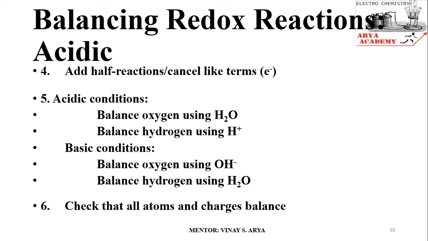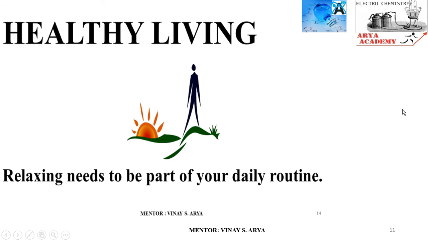Now the next part is half reaction. The terms will be cancelled, that is, water and electrons will be cancelled. When you go for acidic condition, balance oxygen using water and balance hydrogen using H+. These are concepts which are important, you should remember. I repeat, if acidic conditions are provided to you, balance oxygen using water and balance hydrogen using H+. If basic conditions are given to you in the reaction, balance oxygen using OH- and balance hydrogen using water. These are important parameters that you should remember. Check that all atoms and charges are balanced, hence your reaction will be balanced.